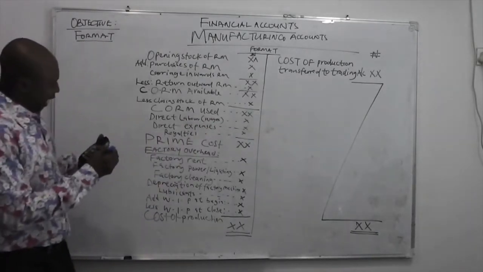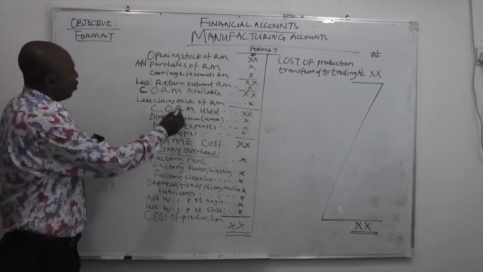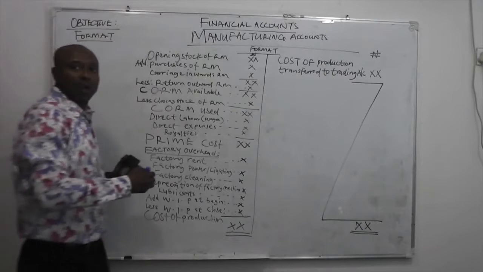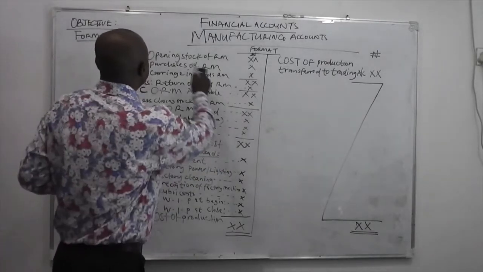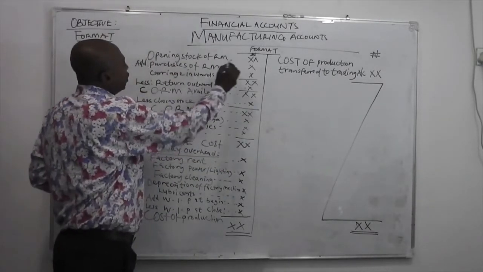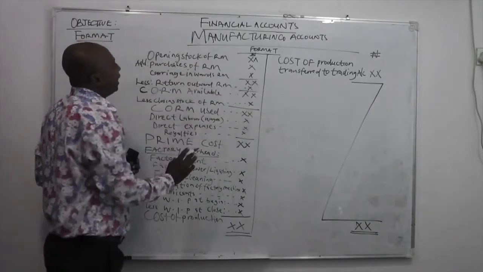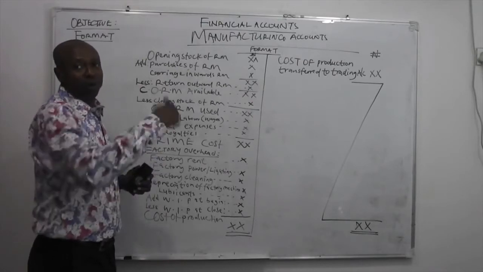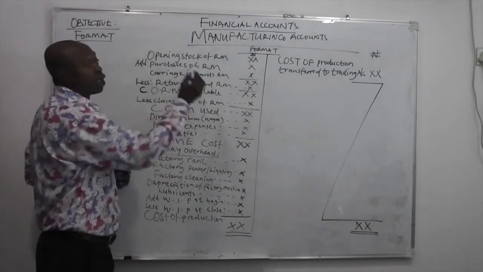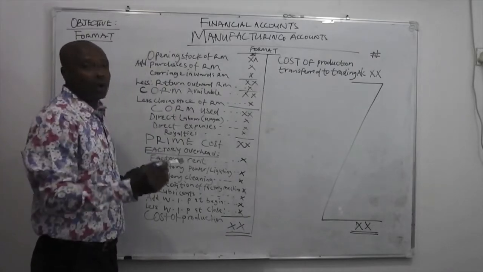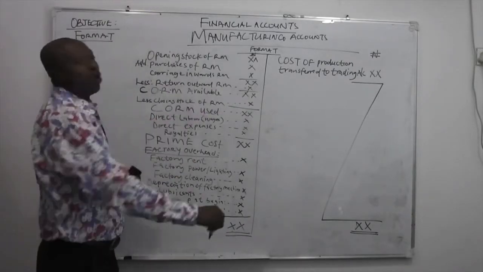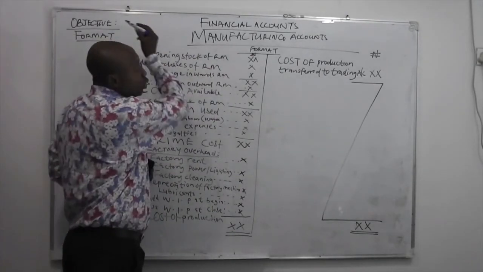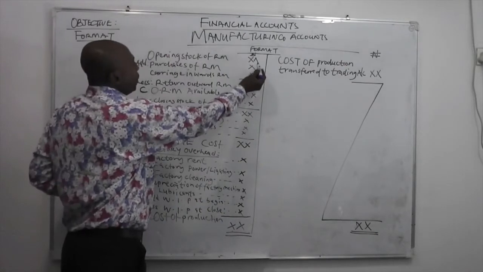How do we arrive at the cost of raw material used? This figure is very important. What we did here is that we get the opening stock. If it's a going concern, this business has existed for at least one period before now, so they will have an opening stock. The closing stock of the previous period is the opening stock of the current period.